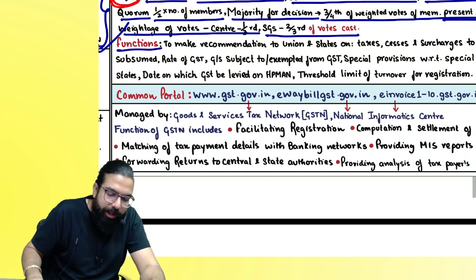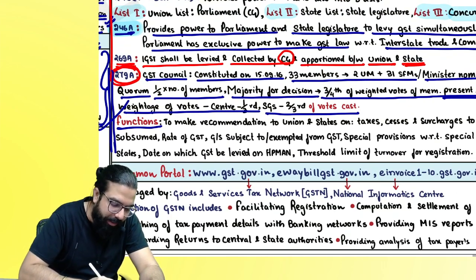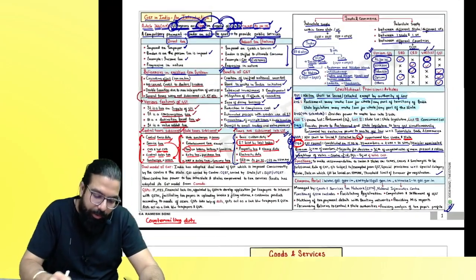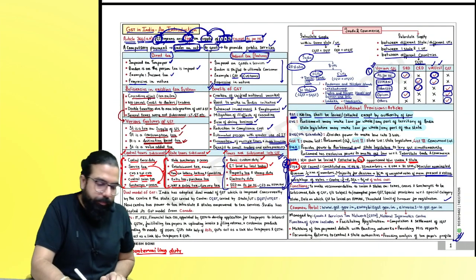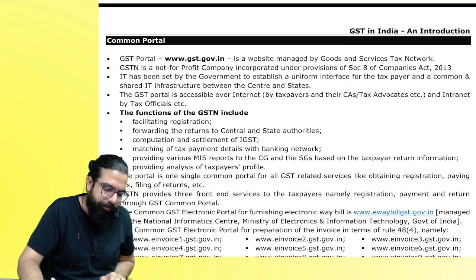Functions, I have already gone ahead and told you. Congratulations, people. GST Council done. This was one of the major important points which I had to go ahead and explain to you. Everyone got it? Can we go ahead, everyone? People got it? Please come to the next page, everyone.